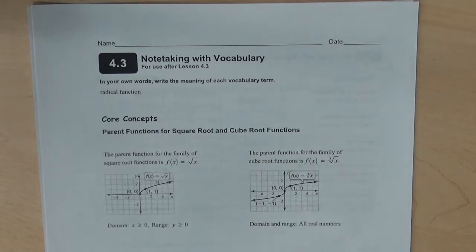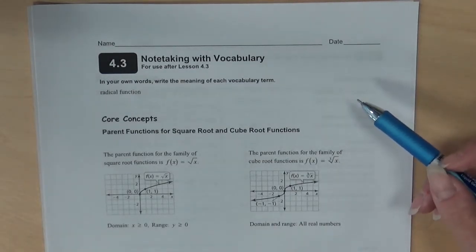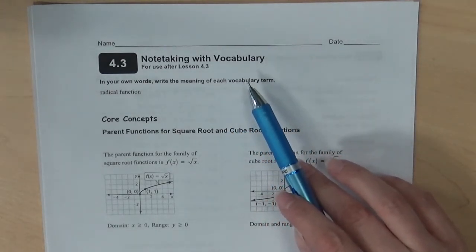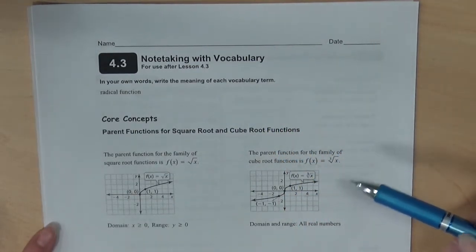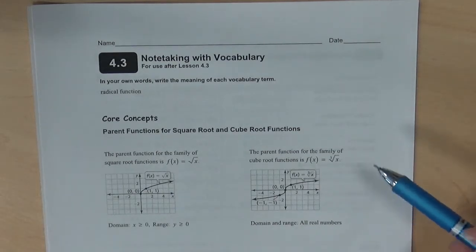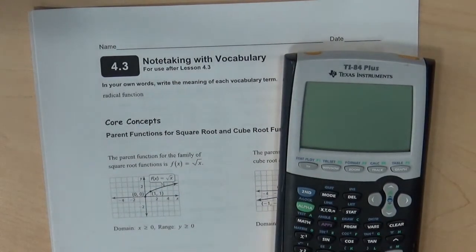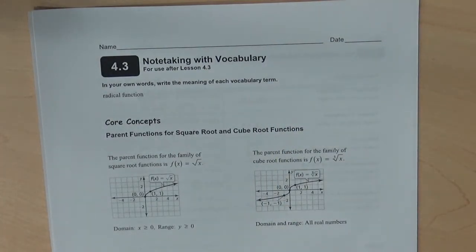This time we're looking directly at the page. Make sure that you have your note-taking with vocabulary handout for section 4.3. We're doing it this way because we're going to be doing work on the graphing calculator, and I am able to easily show you the keystrokes on the calculator with this setup. So you won't see my face this time.